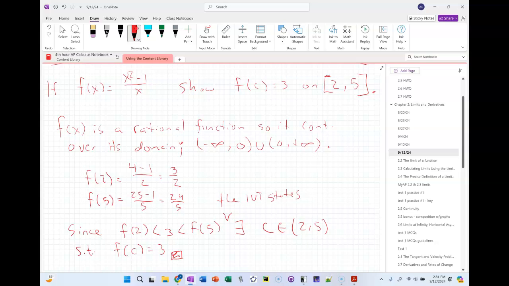And the grader would probably give it to you even if you said it's a rational function, so it's continuous over its domain, which covers [2, 5]. The interval from 2 to 5 would probably still be acceptable, since you've stated it's continuous where it mattered. Again, I'm not an AP grader, but I would argue for that being acceptable. What do you guys think?